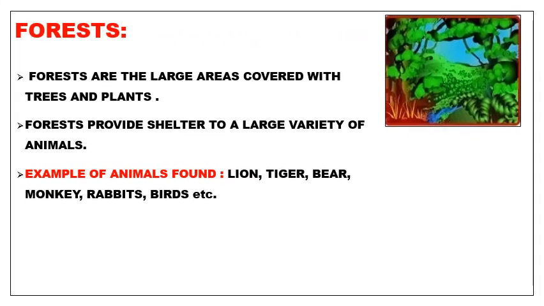So first is forests. Students, forests are large areas covered with trees and plants. Most of them are very big and dense. Forests provide shelter to a large variety of animals. Different animals live at different places in the forests. For example, lions and tigers live in caves or dens, birds and monkeys on trees, snakes in holes, and rabbits in burrows.